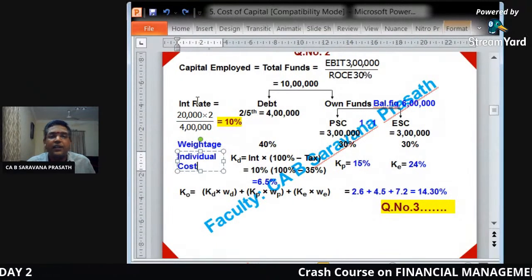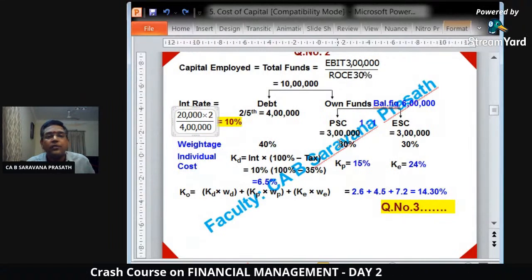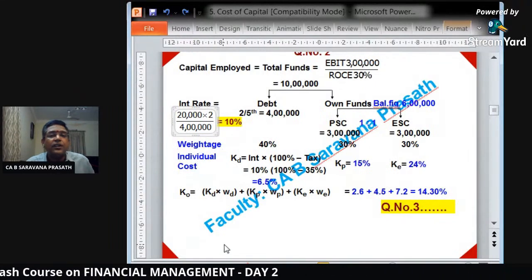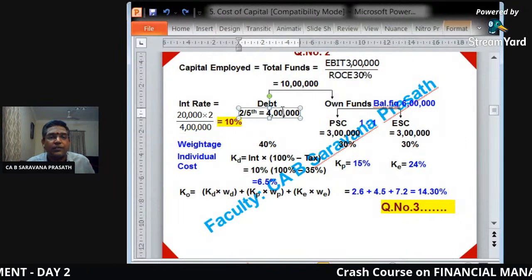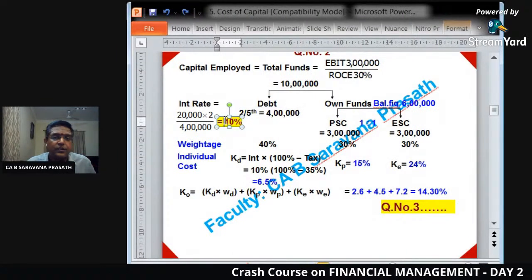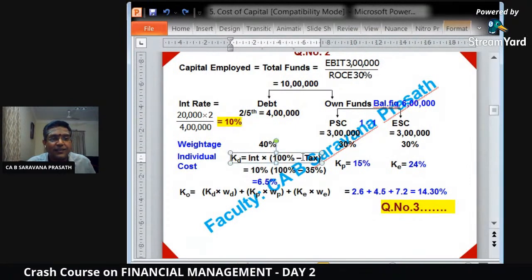For interest on debt, we will use the information available in the question. 20,000 is the half-yearly interest, into 2. So 40,000 divided by 4 lakh worth of debt. So interest rate is 10%. Interest into 100% minus tax rate.